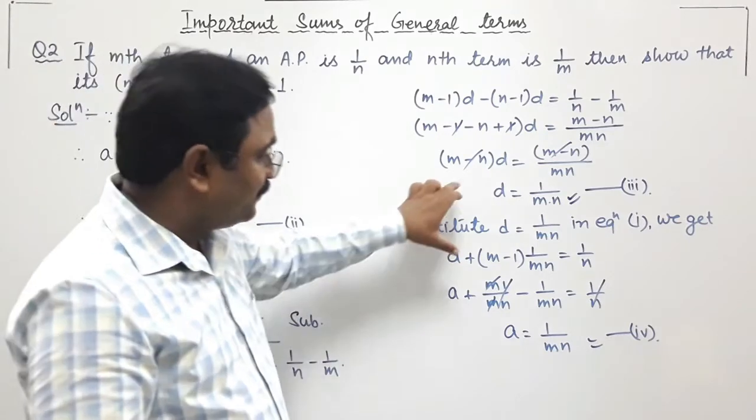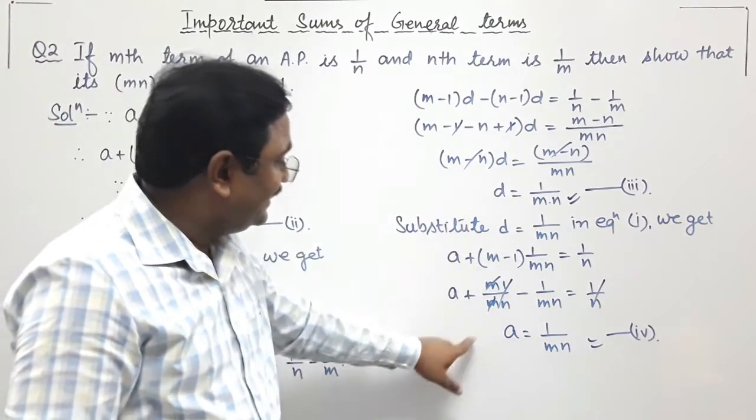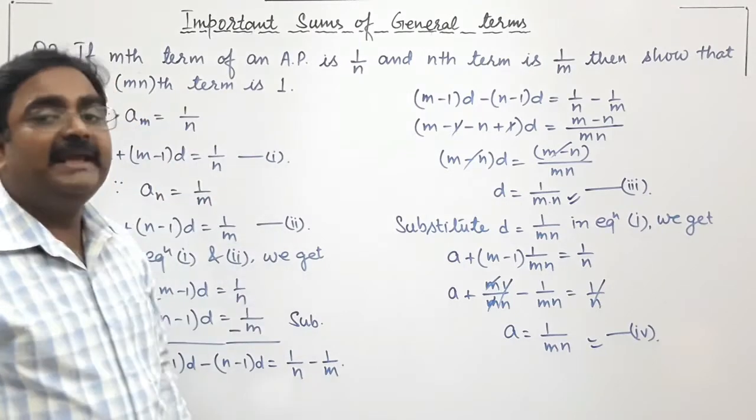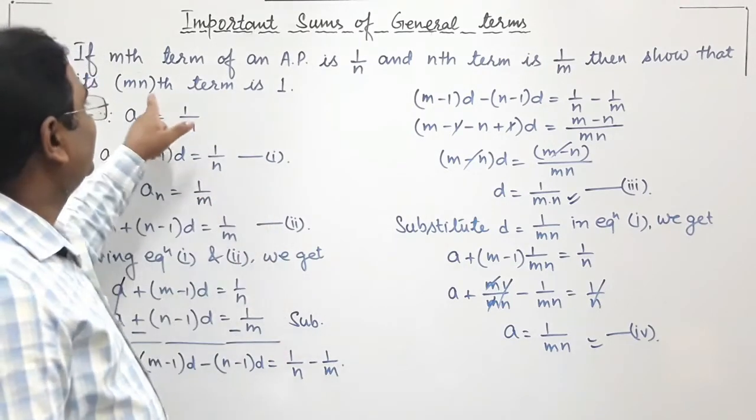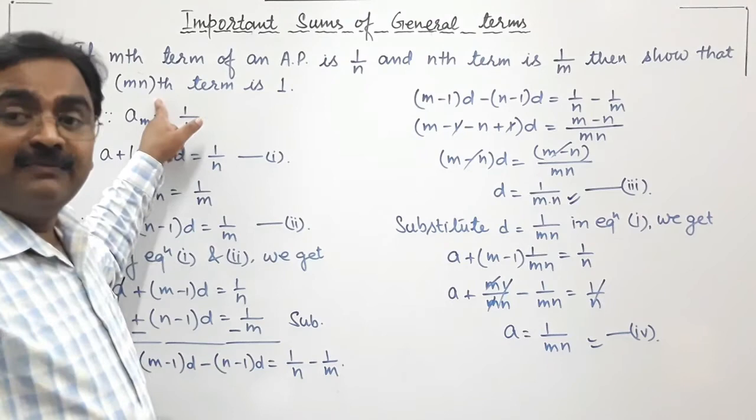Substitute these values of a and d, you will get the value of a of mn, as here it is asking. What are we going to prove?